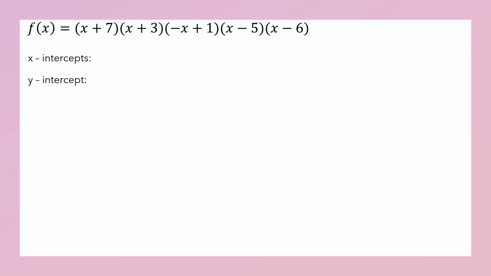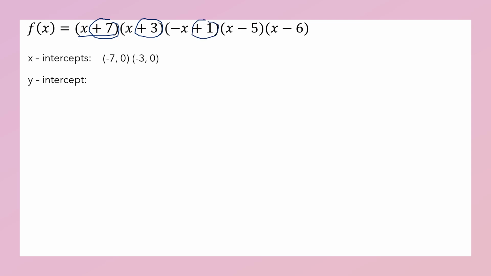For the x-intercept, again, it is as simple as using the opposite or the additive inverse of the constant term. So we have positive 7, therefore we have negative 7 paired to 0 for the x-intercept. We have positive 3, therefore negative 3, 0. Here, we have positive 1.